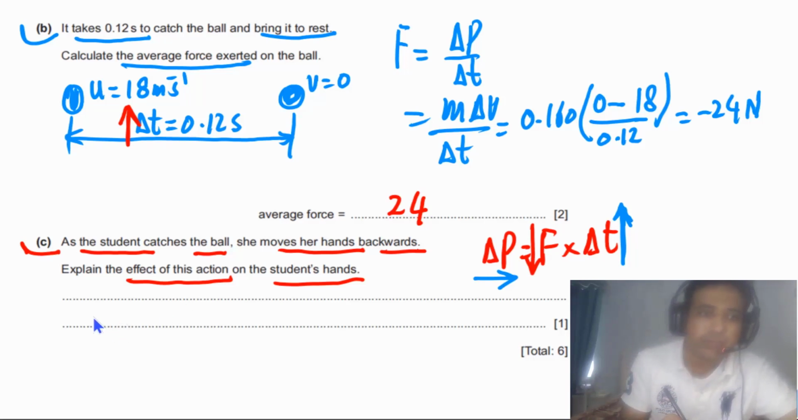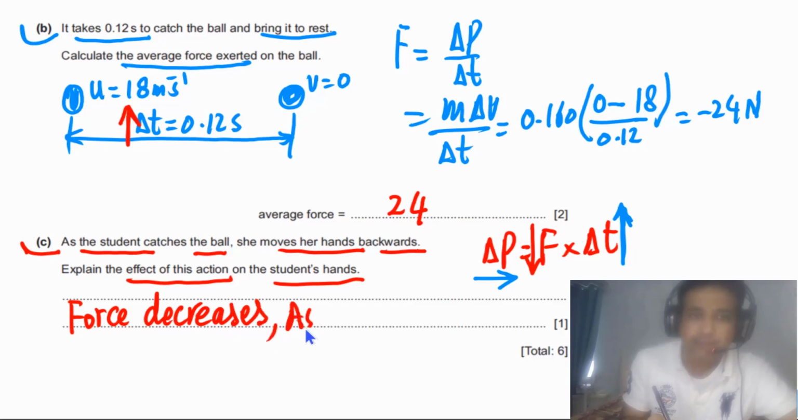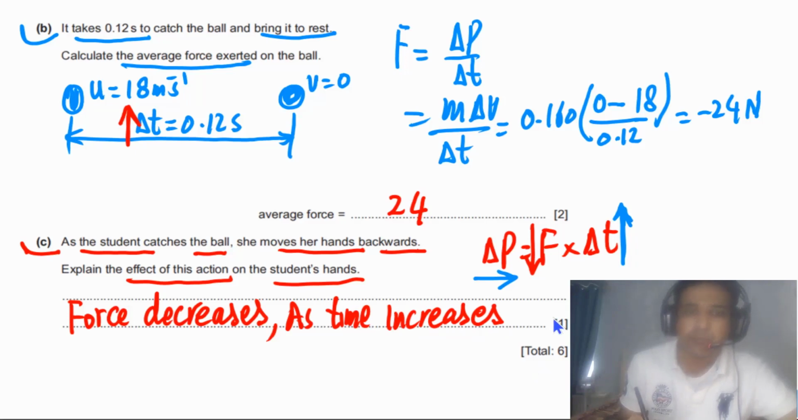So simply we can say force decreases on the hands of the student. So simply you can say force decreases as time increases, or you can say longer time. So if you write this, you will get 1 mark. This question has only 1 B mark.